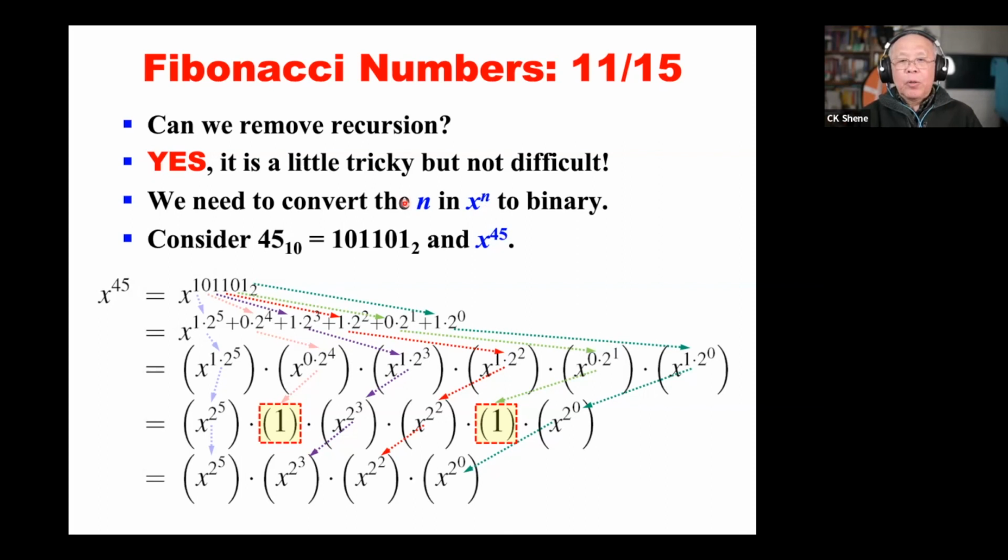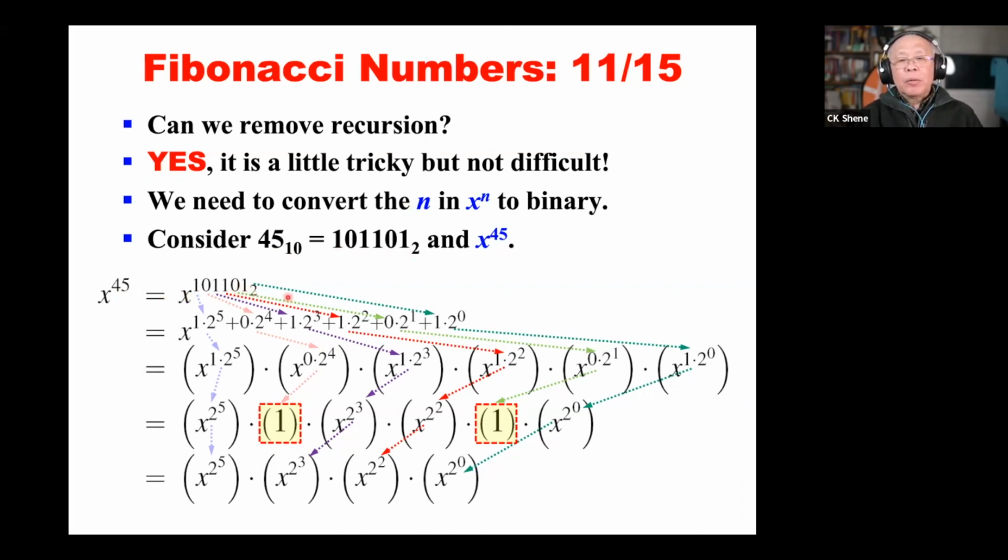We first of all convert n to a binary string. Here, let's say 45 in decimal is equivalent to 101101 in binary. So x raised to the 45th power is equal to x raised to the 101101's power. Now, let's start with this one.